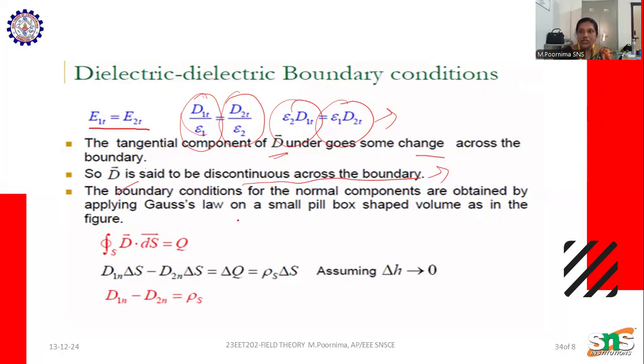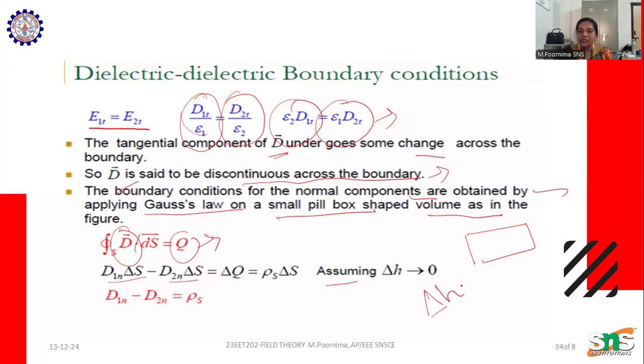For the boundary conditions, the normal components are obtained by applying Gauss law on a small pillbox shaped volume, as in the figure. The closed surface integral of the electric flux density is equal to Q. Here, assume del h is equal to 0. Then what happens? The total gives rho surface. This is the dielectric boundary condition.